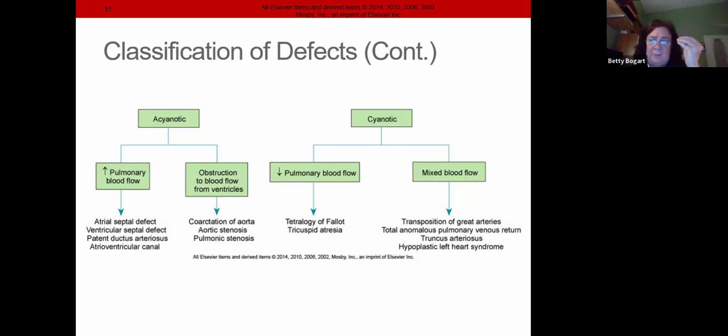Now, tetralogy of Fallot is that pulmonary artery, and it spasms and closes. Now, what happens when the right ventricle can't get blood through that pulmonary valve into the lungs? There's no oxygen going on, is there?